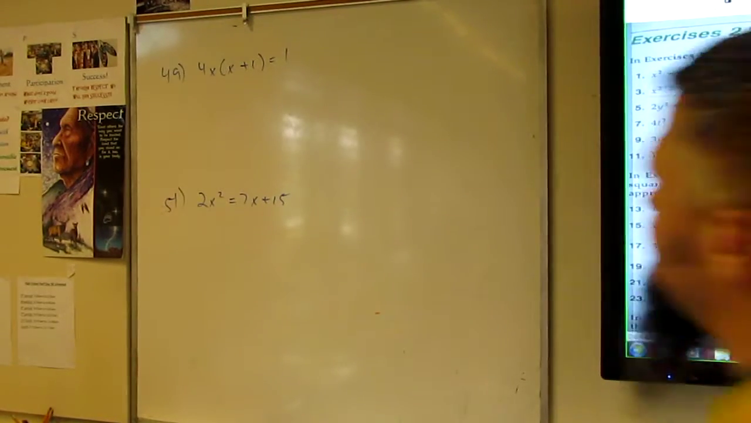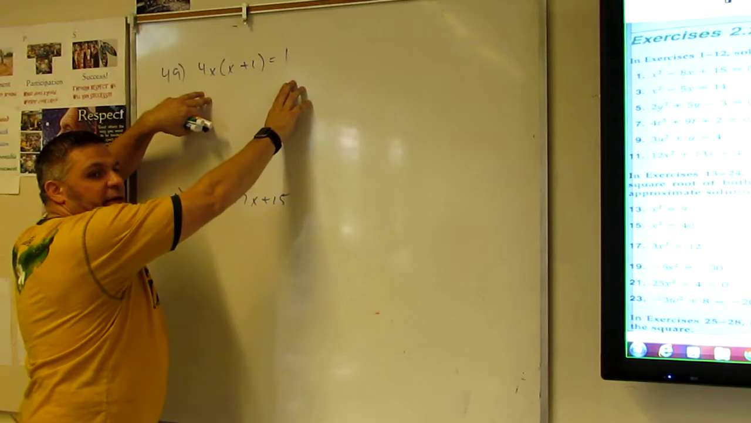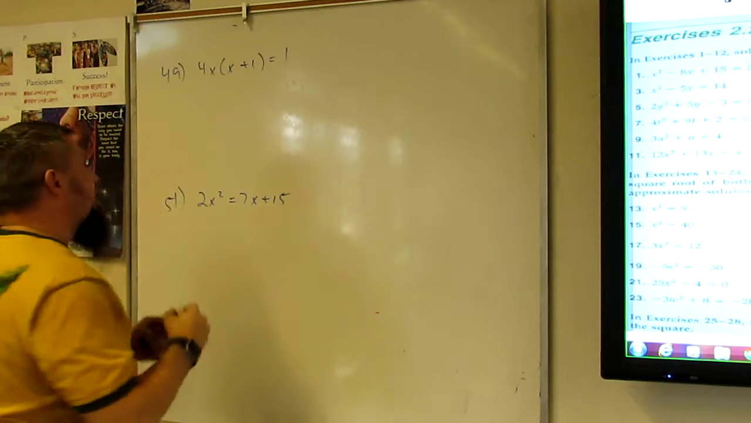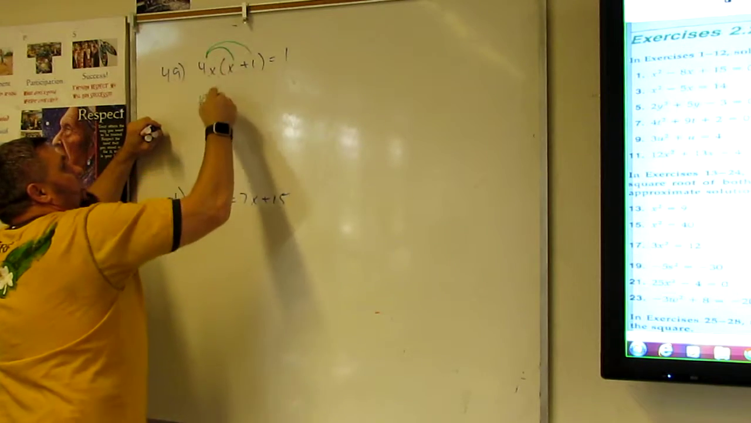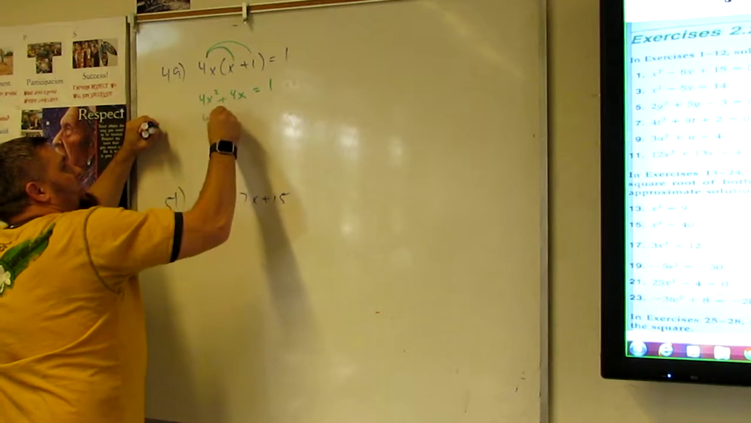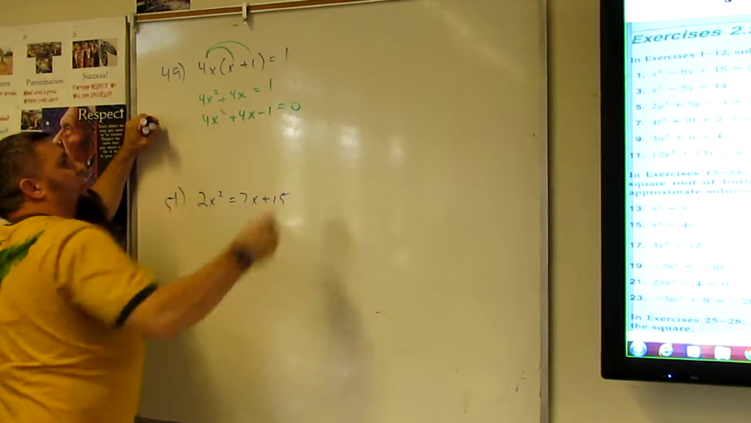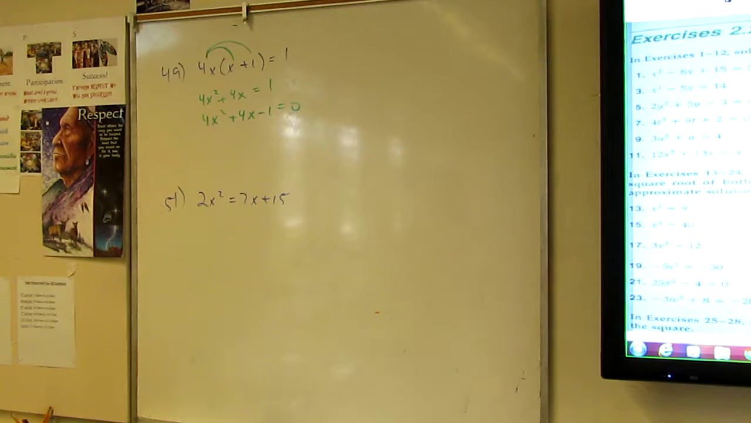Good, distribute. That's right. We can't just solve these because there's a 1 here, so it doesn't equal 0, so we need to distribute. So that's going to be 4x squared plus 4x equals 1. So that's 4x squared plus 4x minus 1 equals 0, right? Now we can factor this or just throw it in the quadratic.